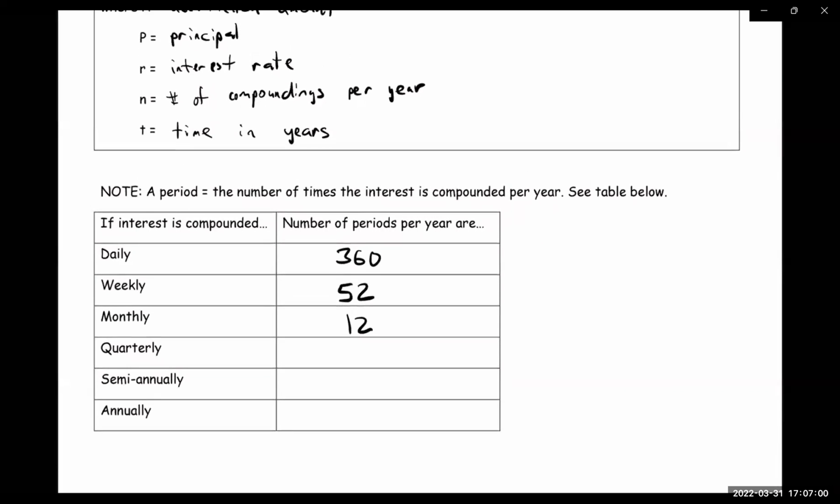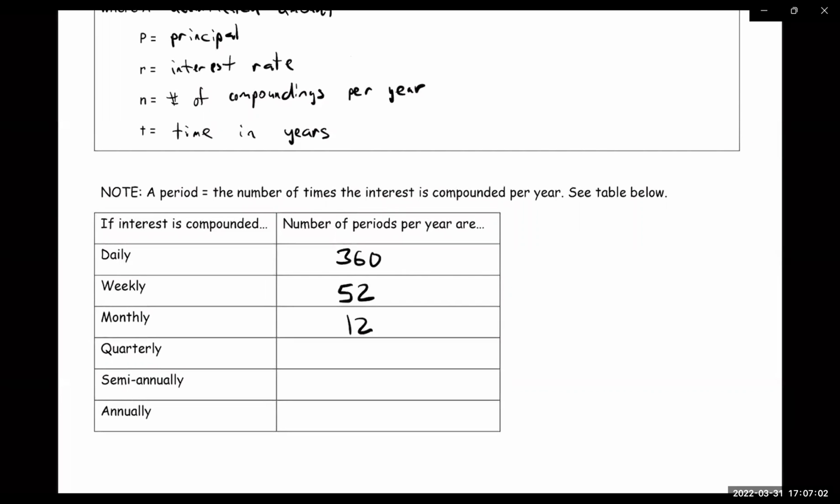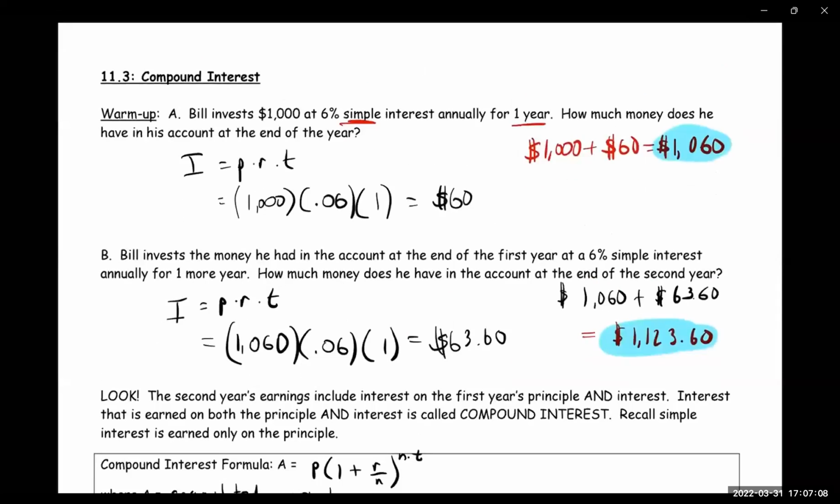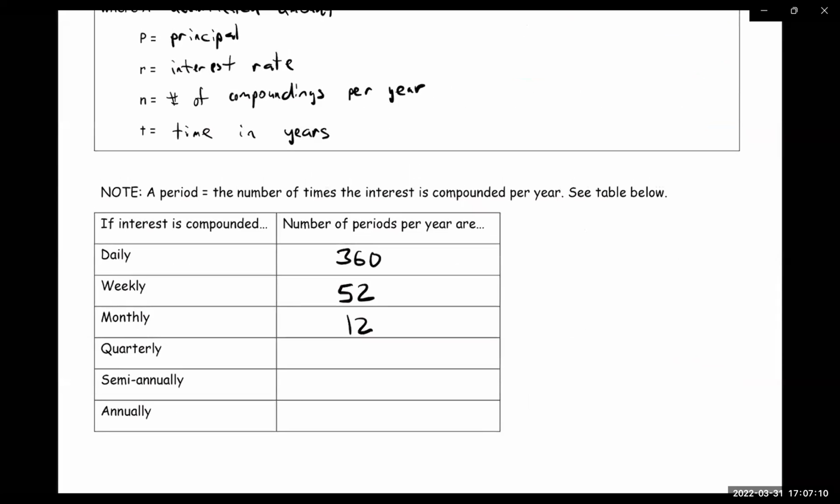Why 360 and not 365 for days? Yeah, that's true. I don't know why they make that assumption, because they made that assumption in the previous section, so I'm just gonna stick to their assumption, but you're right. I don't know why they call that 360. We'll just go with it though.